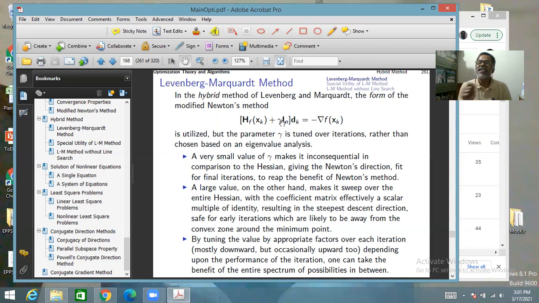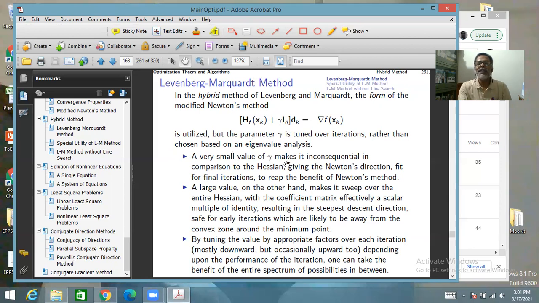Okay, that is, iteration to iteration we just keep it as a factor, and that factor is adjusted based on some sense. Okay, let us try to discover that sense. Just imagine if gamma is very, very small, then what does that mean? That means whether you are adding this term or not to the Hessian, it hardly matters.